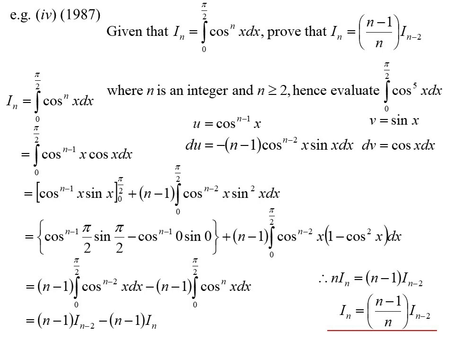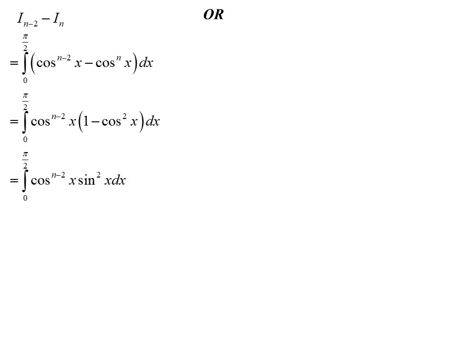We now have to work out the power of 5. Here's what I was talking about here. They've given us the formula for this one. So I know it involves n minus 2, so maybe I'll investigate I n minus 2 minus I n. Let's see. Substituting in, play around with it, I've ended up with cos n minus 2 x sine squared x.